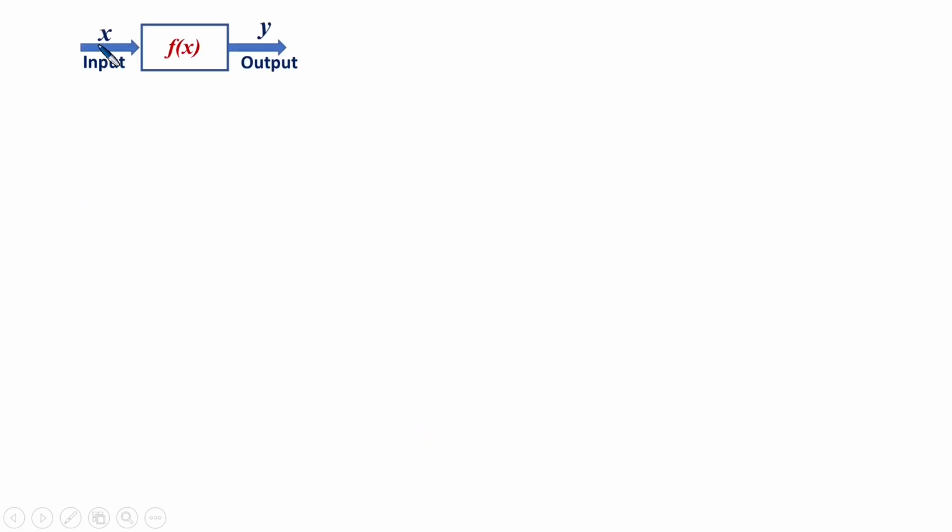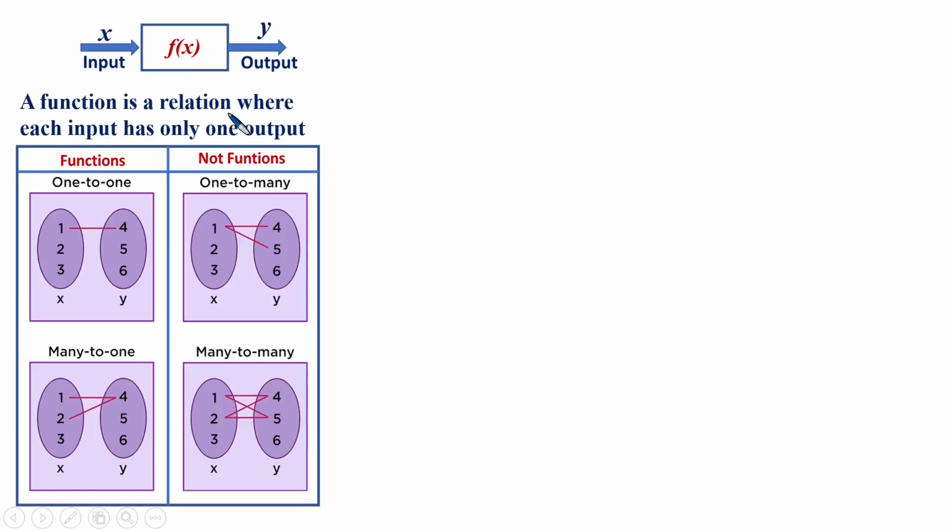So if you have an input, say x, and you operate by function f, you get an output, we call it y. So here a function is a relation where each input has only one output. If an input has say two outputs, then it is not a function. So it should have only one output. So this way is also allowed.